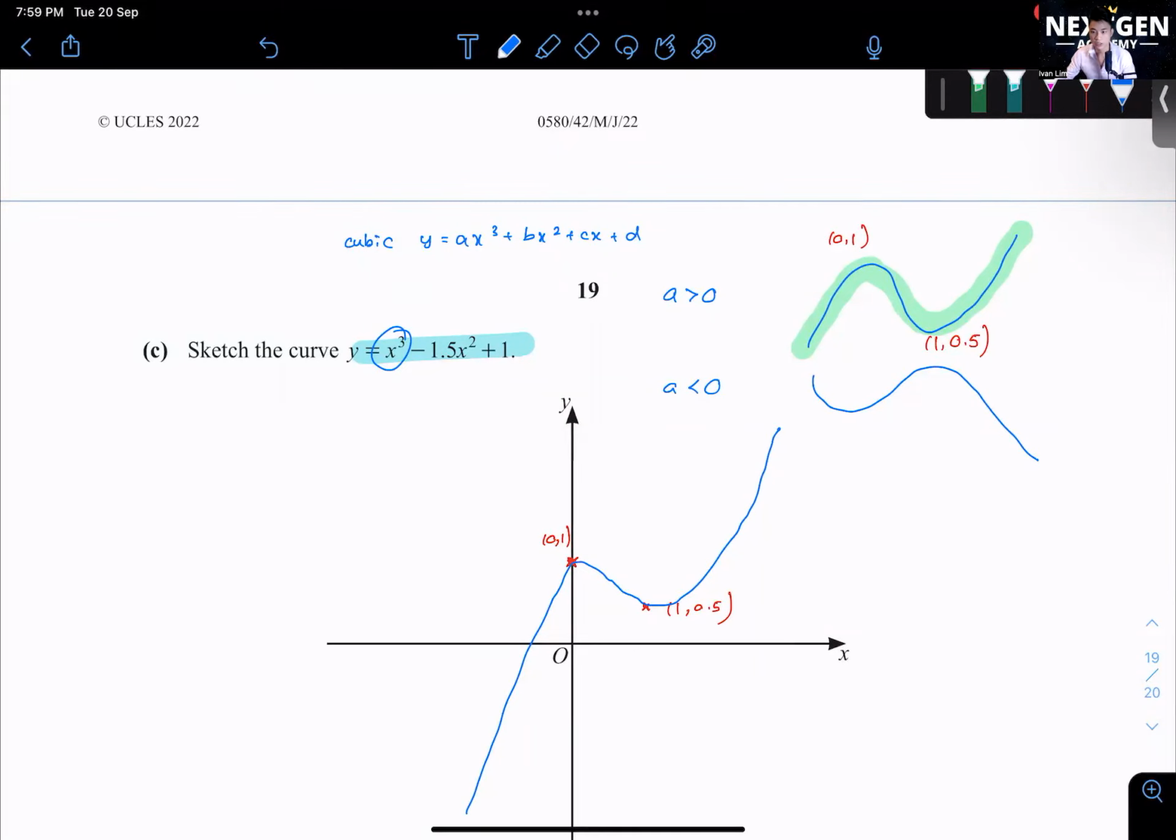I'll stop this part here. Then I'll explain to you all the grade boundaries. That's it for the 0580 variant 42 May/June 2022 paper. See you all in the next class.